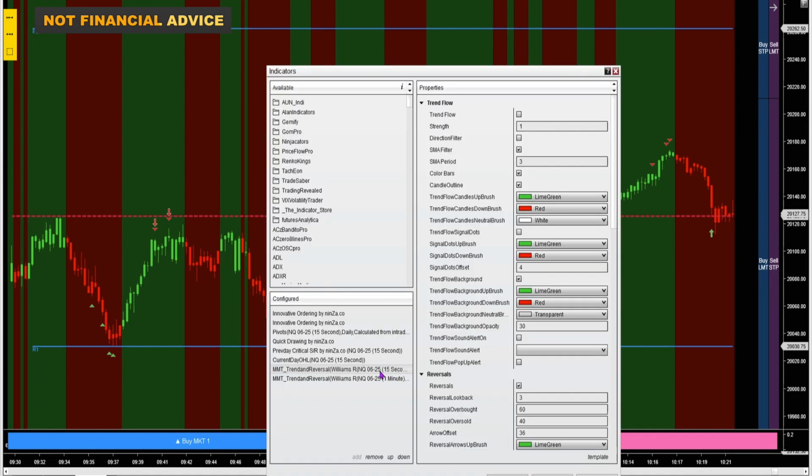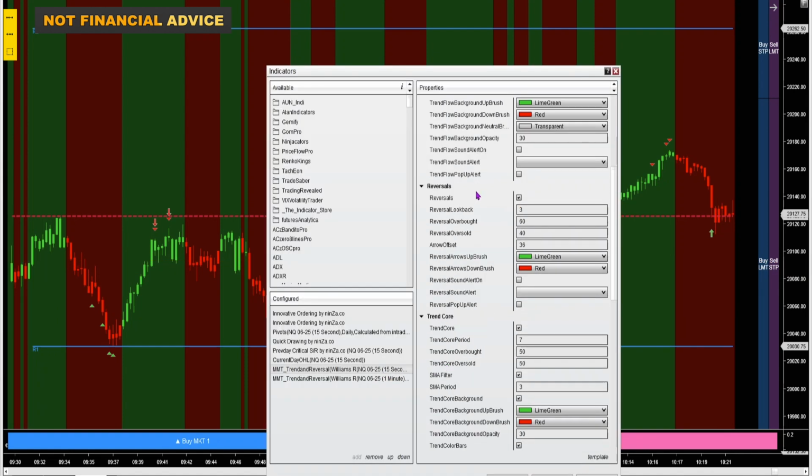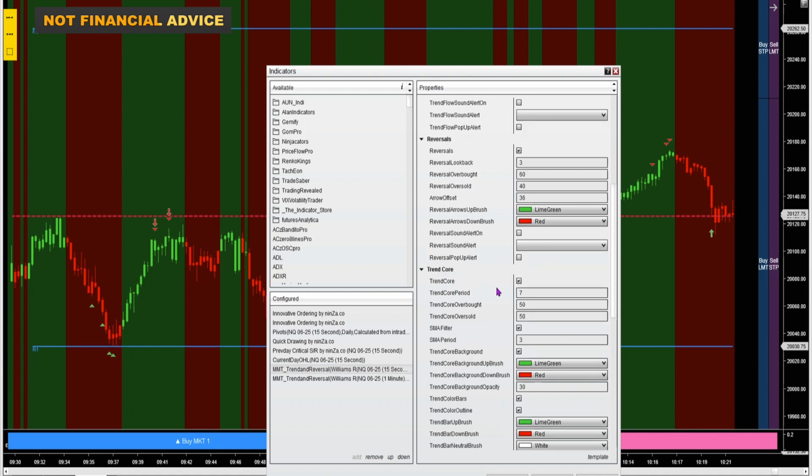So for the trend and reversal settings, I've got the reversals activated. Look back of 3. Overbought and oversold of 60 and 40. The trend core has a period of 7. Overbought, oversold of 50 and 50. SMA filter on, period of 3. I've got it painting the background and the candles.